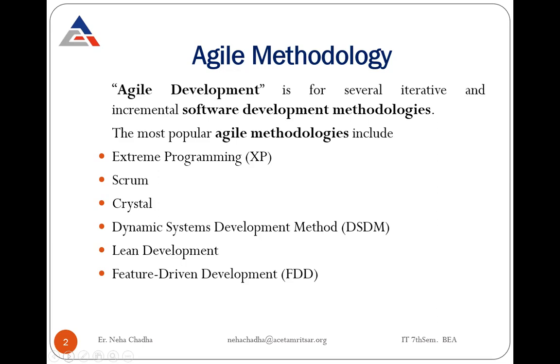The most popular Agile methodologies include extreme programming, Scrum, Crystal, dynamic systems development method, lean development, and feature-driven development. These are all the types of methodologies that are included in Agile methodologies that we can use for the implementation of Agile methodology. We can choose any methodology among them.